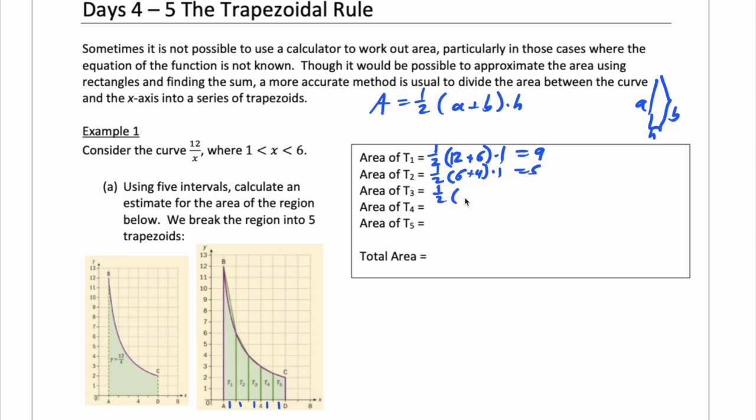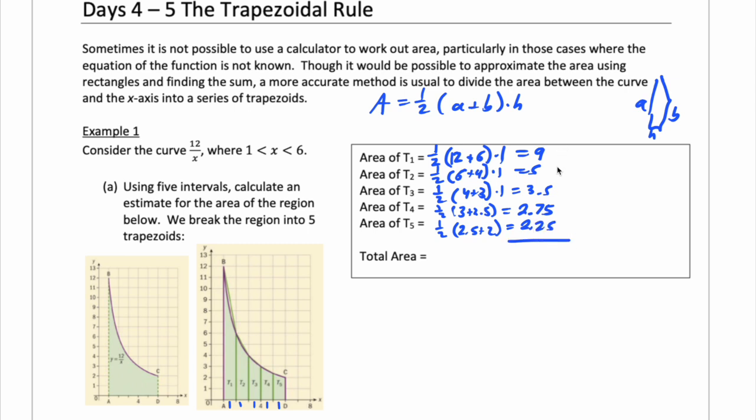The next one is half of 4 plus 3. It's half of 7, which is 3.5. The next one is half of 3 and possibly 2.5, so that's 5.5 divided by 2, which is 2.75. You can verify that on your calculator. Next one's half of 2 and 2.5, so half of 4.5, which is 2.25.